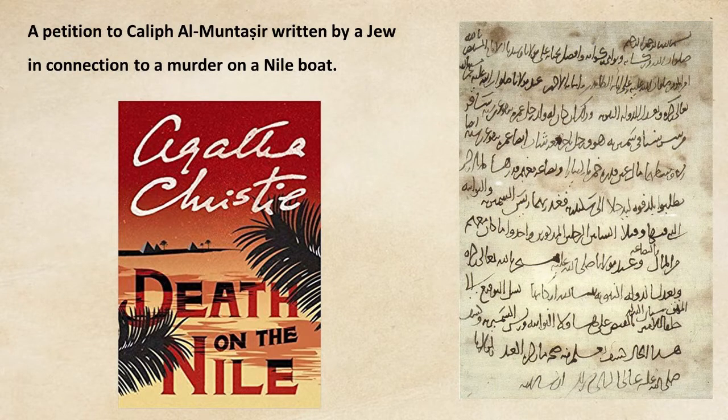Petition to Caliph al-Muntasir, sorry, Muntasir, written by a Jew in connection to a murder on a Nile boat. It's interesting because Agatha Christie wrote Death on the Nile, which is actually the same thing. Somebody was murdered on a Nile boat, and he's asking the caliphs to help solve the problem.